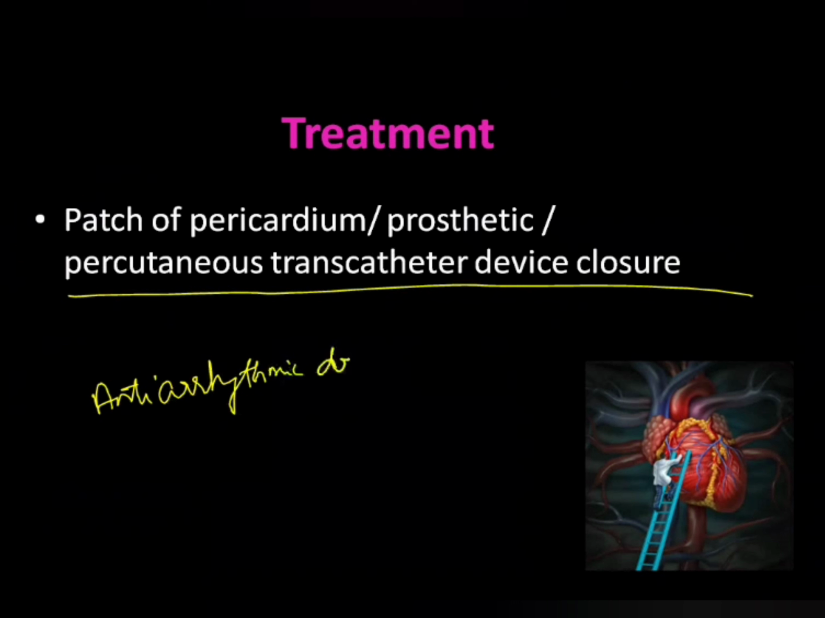And you can also start people on anticoagulants if required. And whatever comorbidities the person has, you have to treat that also. If the person has hypertension, you give antihypertensives, you treat that condition also. So this is how you treat people with atrial septal defect.